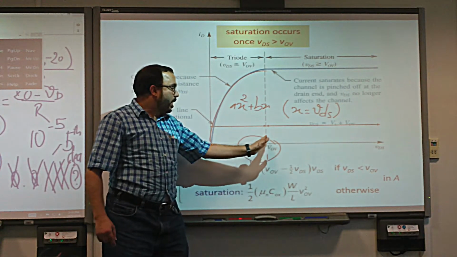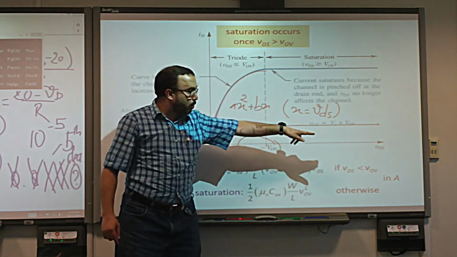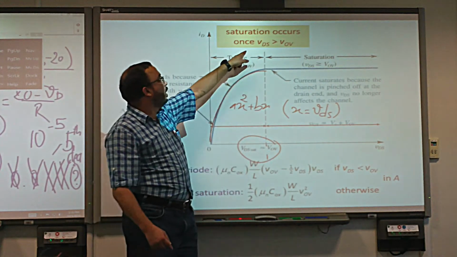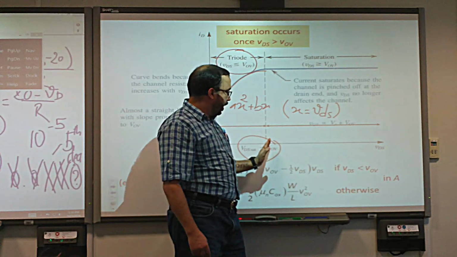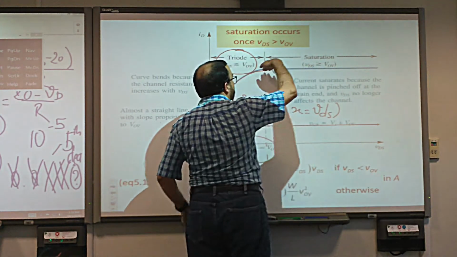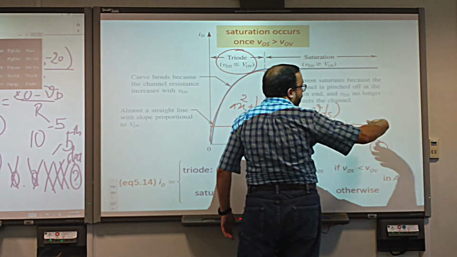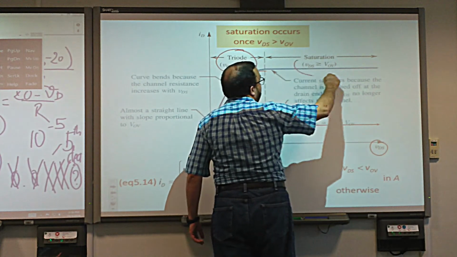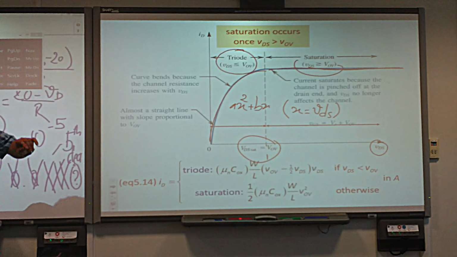So this makes the boundary between two operations. This operation, where the current is quadratic with respect to the voltage, we call the triode region. And this region, where the drain voltage is above the overdrive, we call the saturation. And as you can see, the current is completely independent of VDS. So VDS can increase as much as it wants, and the current stays constant here, as you can see in blue. Okay? So this is basically what we need to cover by this week.